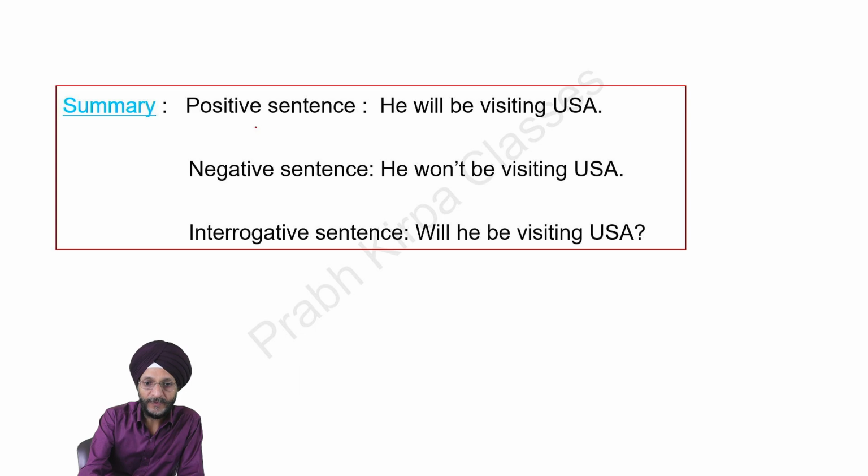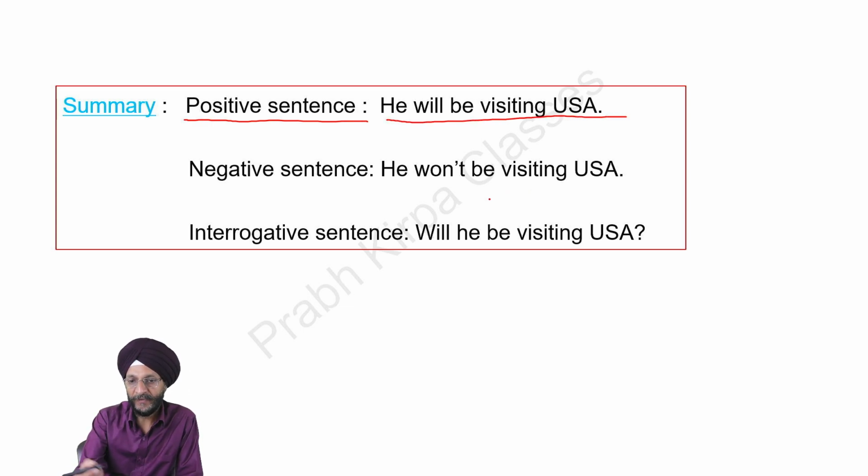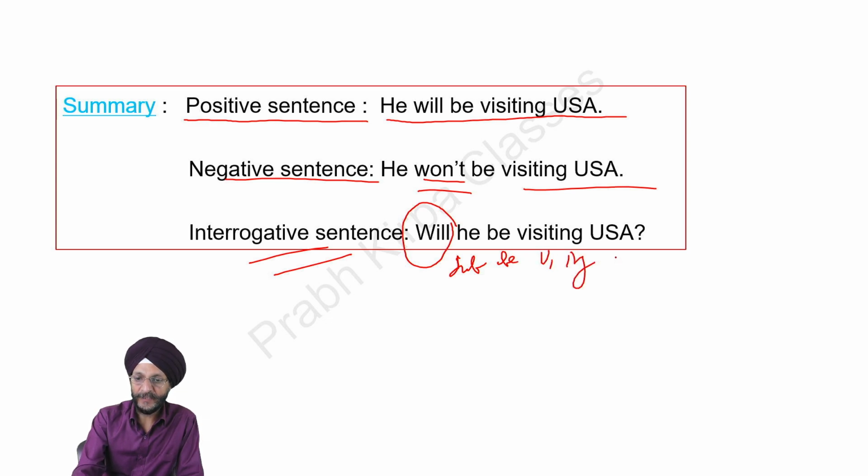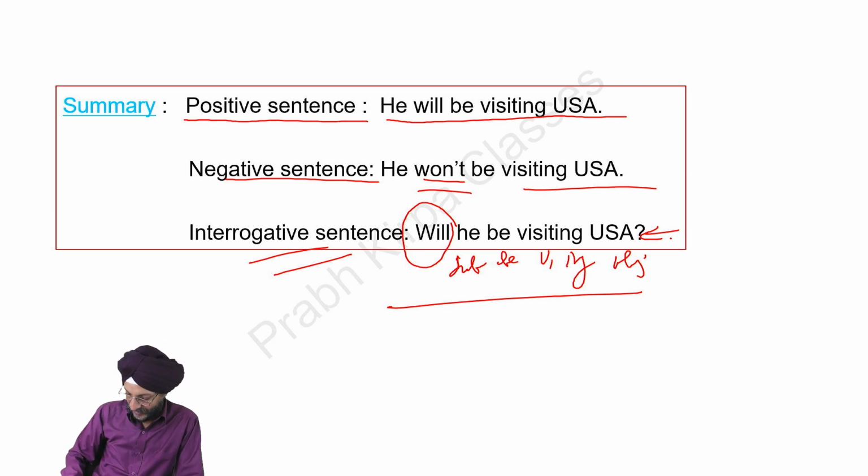Now comes the summary of this future continuous tense. If it is a positive sentence, we will write it as he will be visiting USA. In the case of a negative sentence, will not be becomes he won't be visiting USA. In the case of an interrogative sentence, the sentence will begin with will. It will be followed by the subject plus be, then will come the first form of the verb plus ing, plus the object. Will he be visiting USA? And at the end of the sentence we have added the question mark.